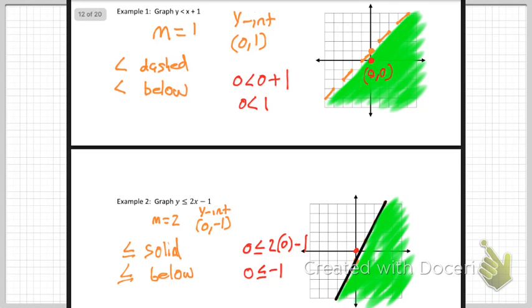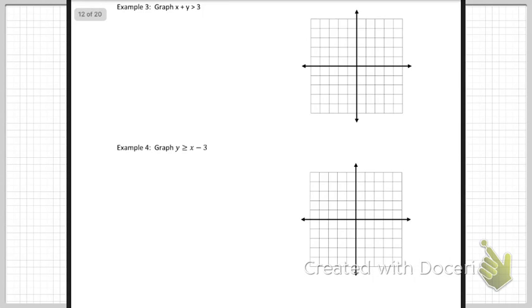Alright, so we're going to move on to the next example. I'm going to go ahead and erase all of this. Give me a minute here, and I'm going to upload the next example problem. Okay, here we go. So example 3.